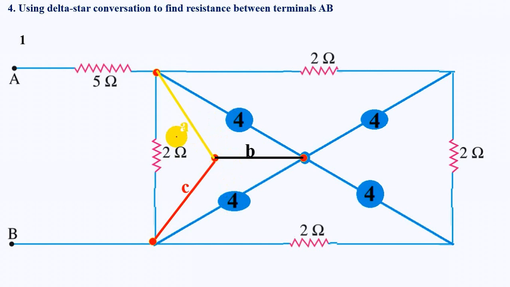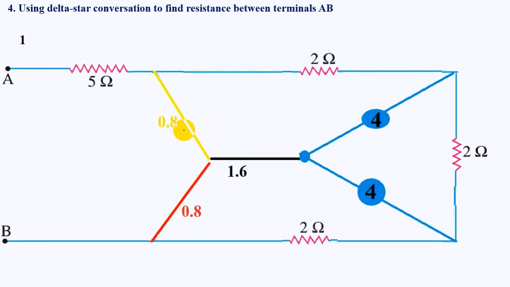So the formula for A is 2 into 4. I'll leave it to you. I'll give you the answer here. I think by now you should know what the formula for A is. It is 2 into 4 by 2 plus 4 plus 4. You get the answers as 0.8, 1.6 and 0.8.